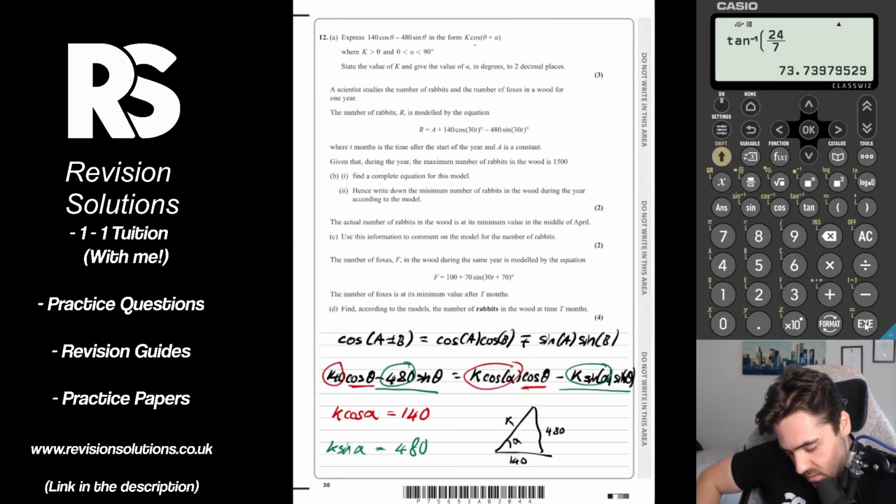Excellent. So moving on, it now says a scientist studies the number of rabbits and the number of foxes in a wood for 1 year. The number of rabbits R is modeled by this equation. So in these questions, they always follow on with the bit we just did. If we try and draw some similarities, this bit is just this bit, except theta is now 30t. So we can use our working from part A, but just replace it with 30t. And it says, find a complete equation for the model.